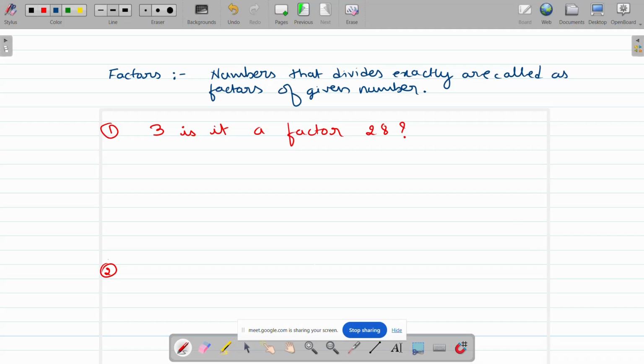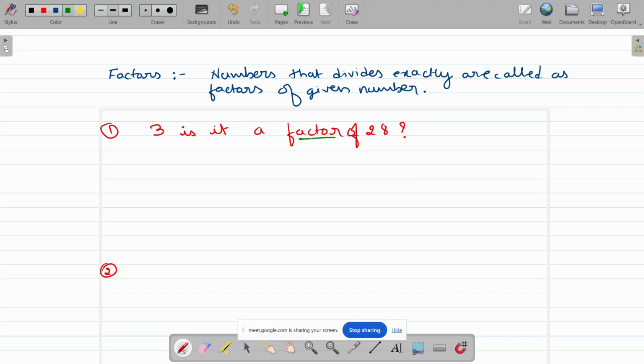Here is the question. Is 3 a factor of 28 or not? That is what they are asking. How can we check it? One way is mentally, another way is by dividing 28 by 3.